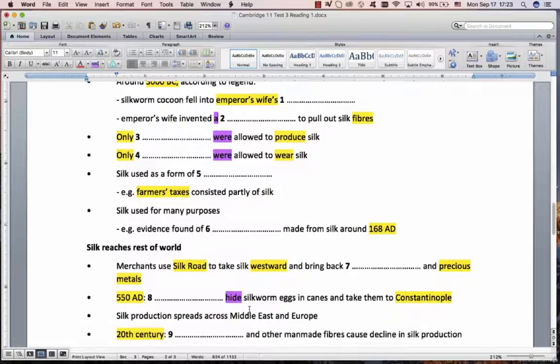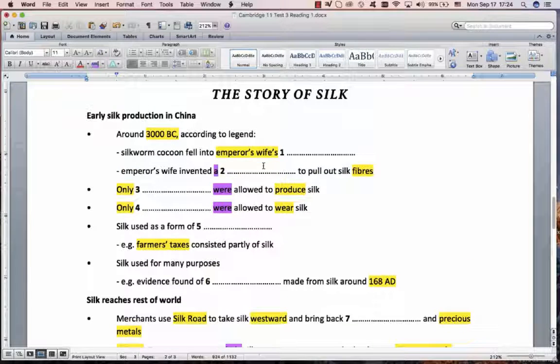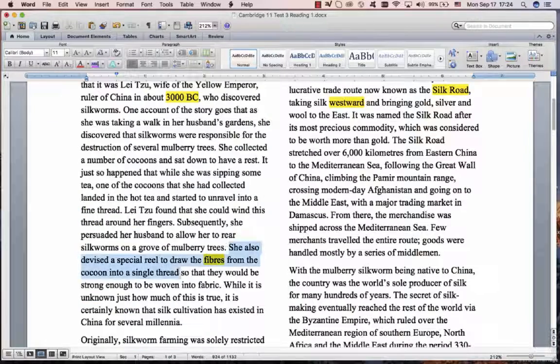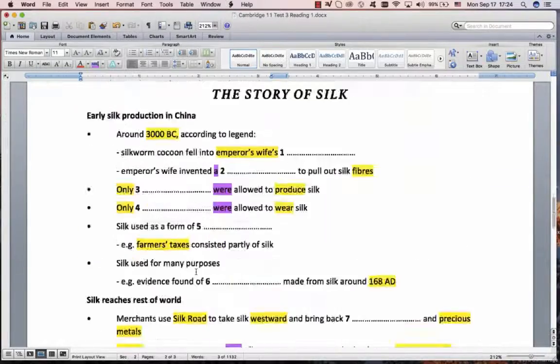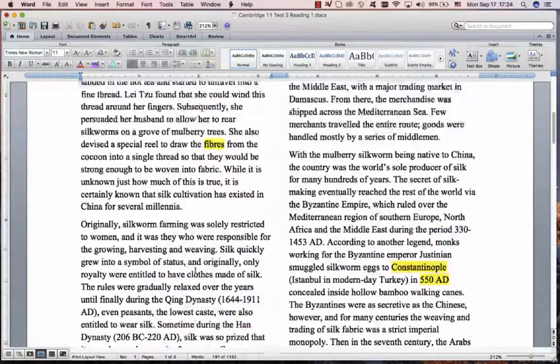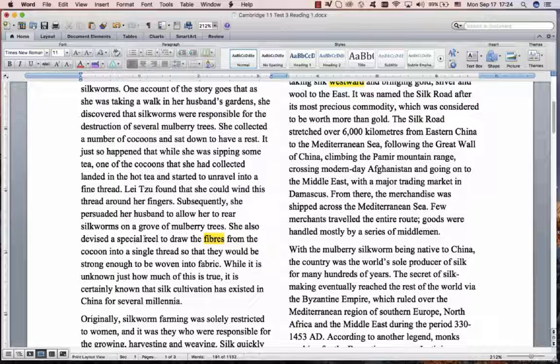So which one should we start with? Well, look, I like this one, but let's go and start. I want to just leave that for now, come back to it later. I like this because I saw fibers. The Emperor's Wife invented something to pull out silk fibers. So that's all you really needed to know. Devised, you can guess, devised means invented, and there is your answer, what did she invent? And there is the infinitive afterwards, to draw the fibers. To draw means to pull. It's really straightforward, even if you don't know a lot of these words.